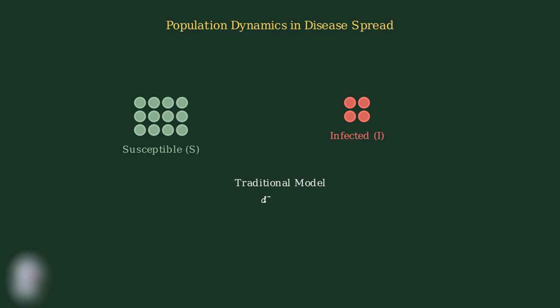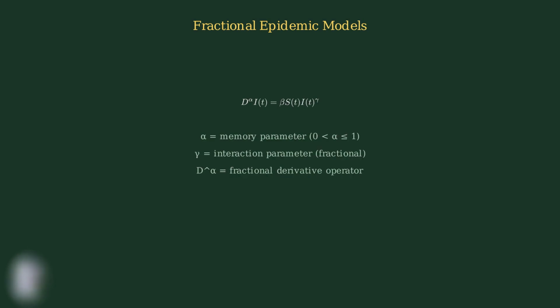The traditional epidemic model uses this simple equation where the rate of new infections depends on the product of susceptible and infected populations. But this assumes perfect mixing and immediate transmission, which isn't realistic. Fractional epidemic models use fractional exponents and derivatives to capture the memory effects and complex interactions that traditional models miss.